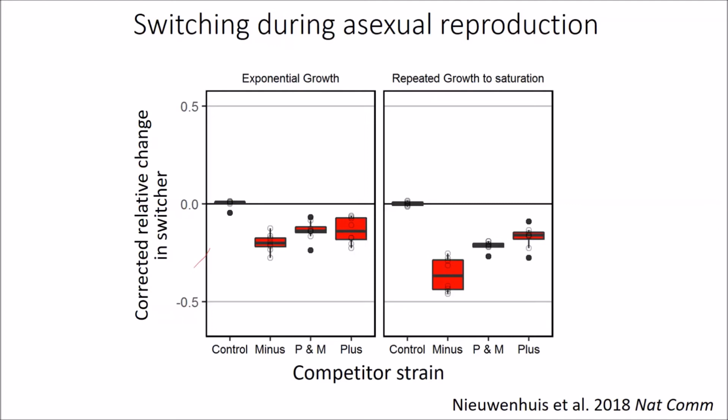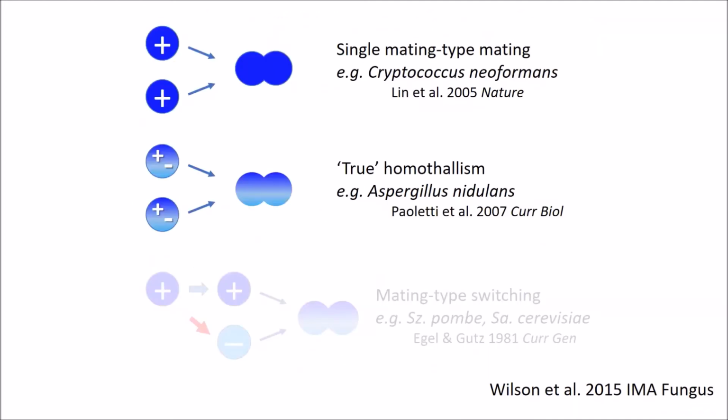Sorry, and you can imagine that if you have to go through such a complex system, where you need to change part of your genome every mitotic cell division, this might incur some costs. However, as I just said, we think it's actually an improvement on what happens in true homothallism. So there must be even more complications in a true homothallic strain. Let's have a look at what's happening there.